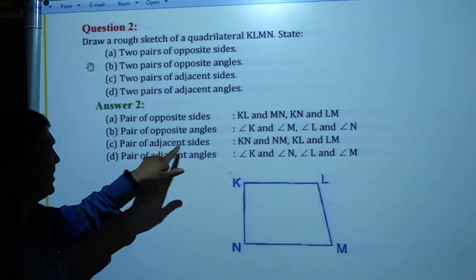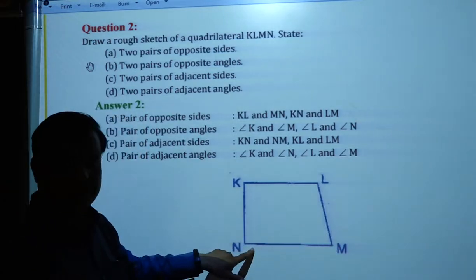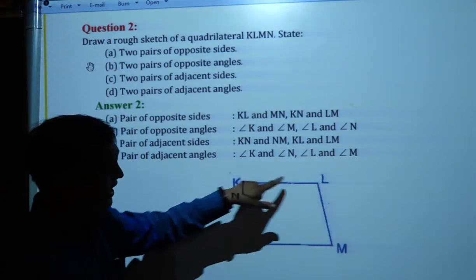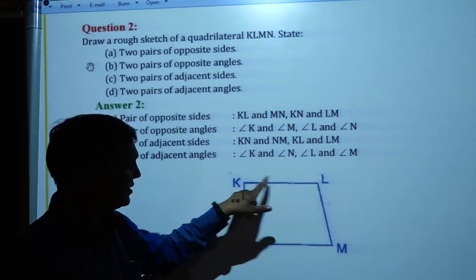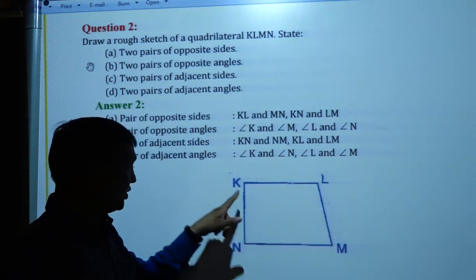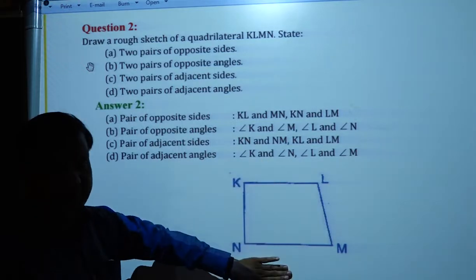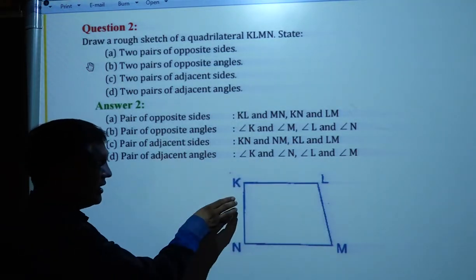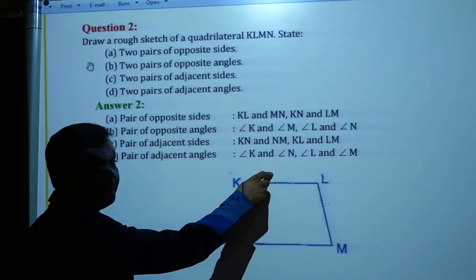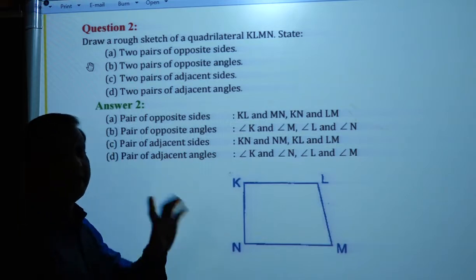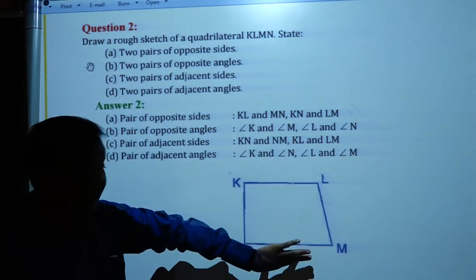So here, pairs of adjacent sides: KN and NM, or you can go with KN and KL also. Adjacent means the one beside. You can take any one. You can take anyone. Adjacent means the side beside it. So KN is adjacent to KL, and also to NM.